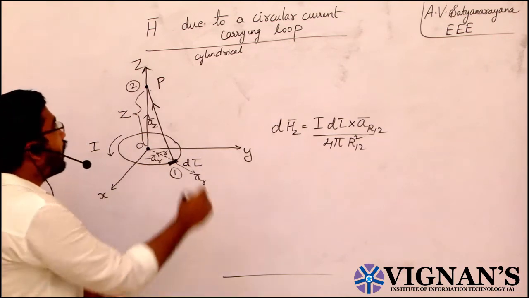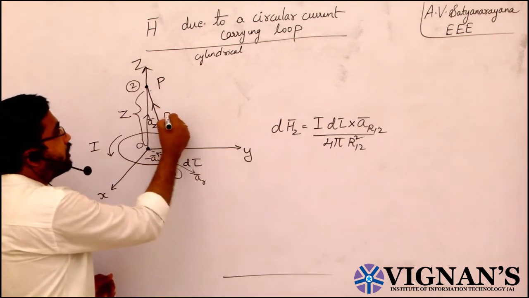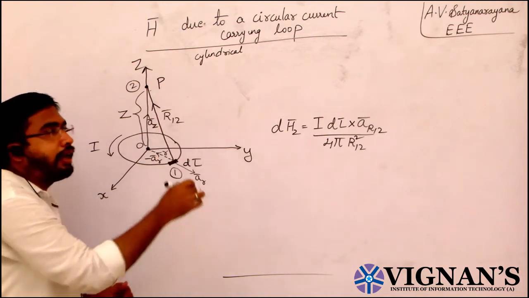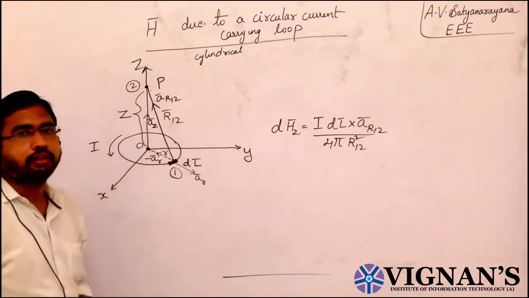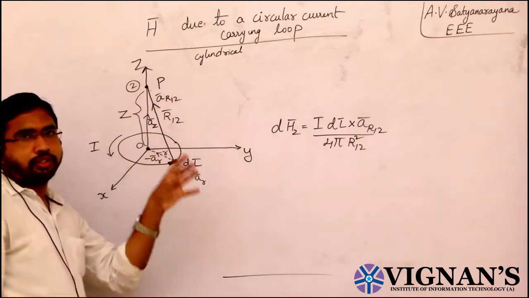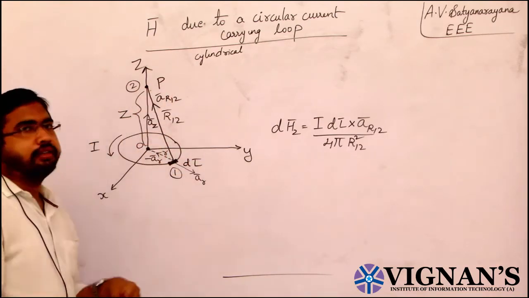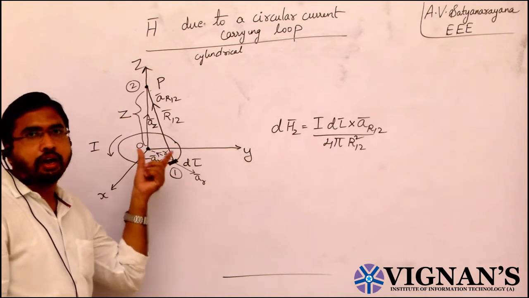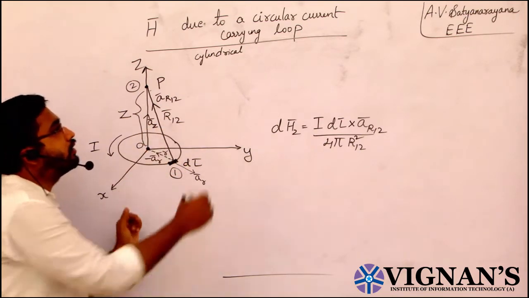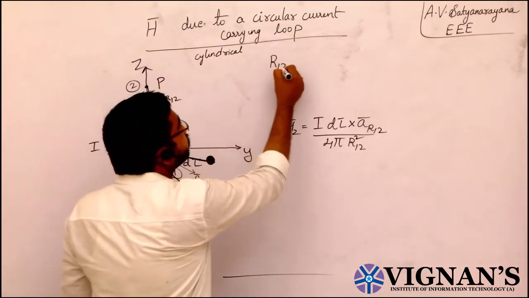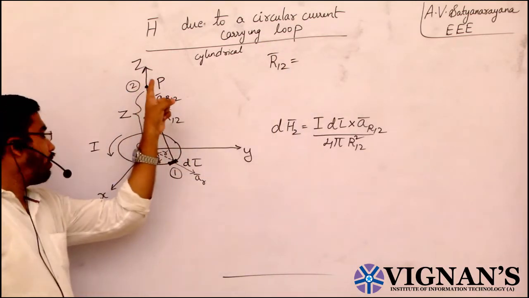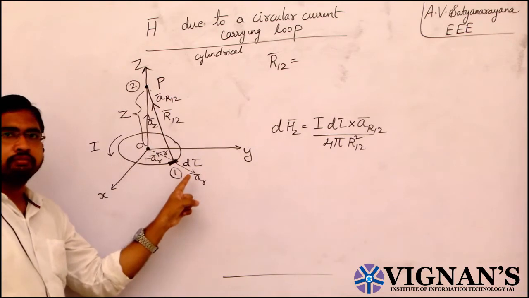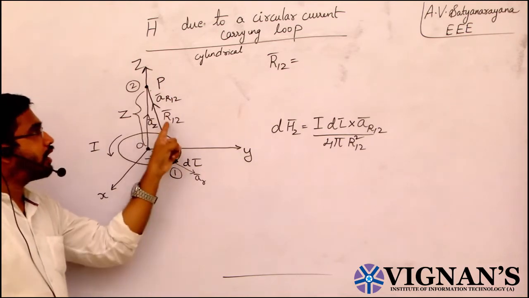Okay, your arrow mark should be like this, and the distance vector here is r12, and the unit vector is ar12. Okay, so these are the notations. Now to find the distance vector r12, what is the way you can find the distance between point P and dl? Point P and dl distance is r12.